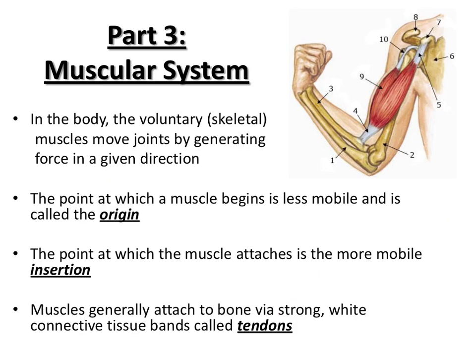The point at which a muscle begins is generally less mobile, and it's called your origin of the muscle. And then the point that the muscle attaches to the more movable part or more mobile part is called your insertion. So every muscle has an origin and an insertion. And the muscles are attached to bones via connective tissue bands called tendons. And I think that's a term you're probably used to hearing.